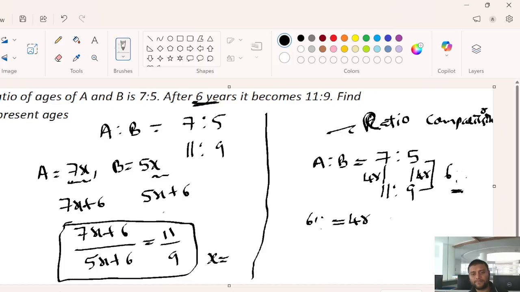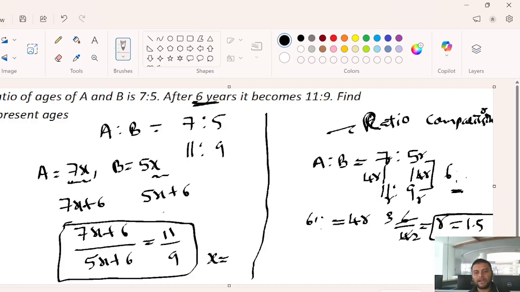So I can say 6 by 4 is the 1 ratio value, or I can say 3 by 2. This is 1 ratio value equal to 1.5. A is to B is 7 ratio and 5 ratio, and after 6 years their ratio becomes 11 ratio and 9 ratio, guys. Instead of taking x, I am just taking r here. There is nothing wrong in that.